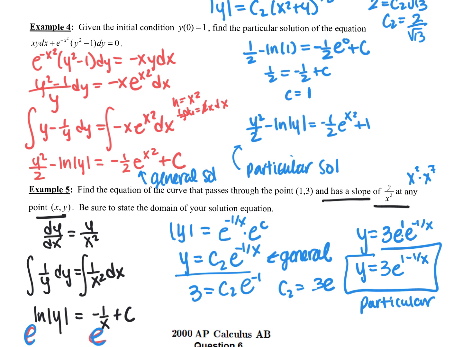Oh, and it does say, be sure to state the domain. There's a particular value that is not allowed to be in the domain here. 0, right? So the domain here will be all real numbers except x cannot be 0.